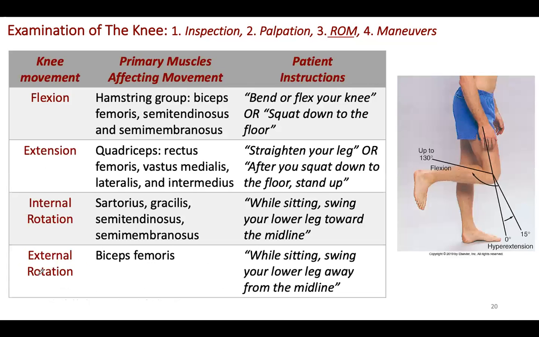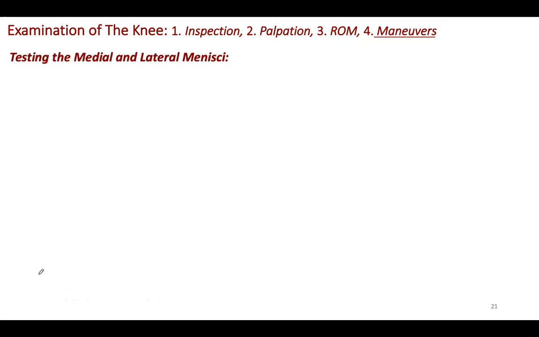These are the range of motions and different movements and how you ask about them. Now, let's talk about special maneuvers. This is very important. How to test for the menisci, medial and lateral meniscus. McMurray test will test for both. McMurray for both. Why then is it most of the time linked to medial meniscus? Because the medial meniscus is the one that most commonly tears.